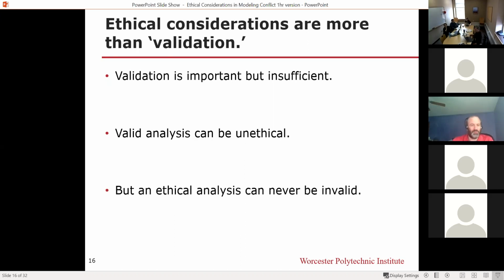So this isn't to say you just ignore all that rigor and say, I'm being ethical. Let's all talk ethics and model whatever we want. No, you've got to be rigorous, but that's the minimum. You also have to have the ethical perspective on top of the technical rigor.